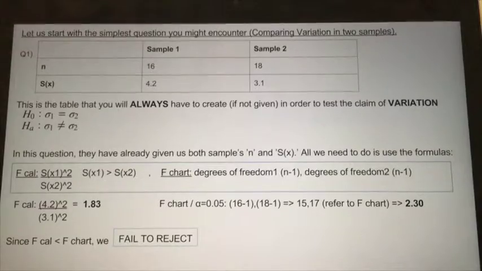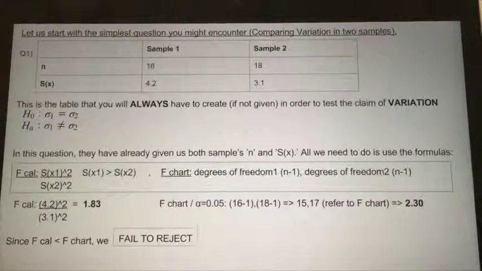Hi everyone, I'm Jason and I'm going to show you how to solve some problems that involve comparing variations within two samples. Now let us start with a simpler question that you might encounter in the exam that involves comparing the variations. In these types of questions, you will always have to create a table that looks like this. In this question, they have already given us a table, which is really easy for us to then test the claim of variation, H0 and HA.